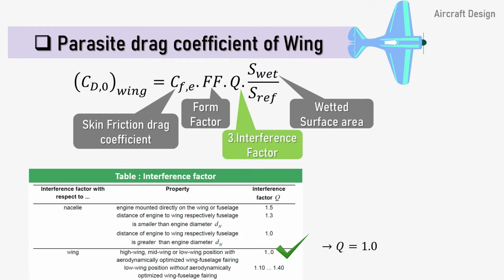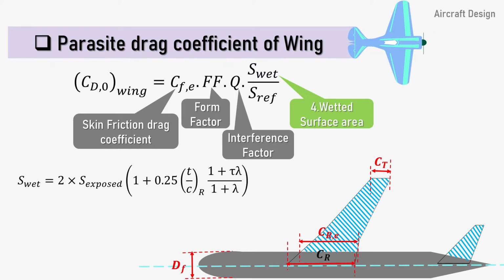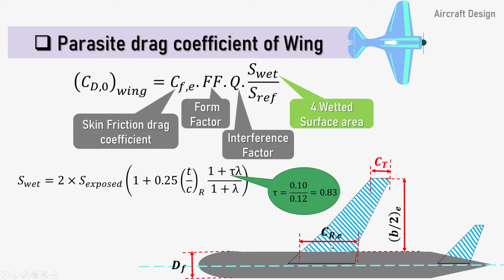Now to find the weighted surface area of the wing, we use the formula 2 × S_exposed × [1 + 0.25(t/c)_root × (1 + τλ)/(1 + λ)]. Here tau is the ratio of the tip thickness to chord ratio to the root thickness to chord ratio. In my design, the tip was around 10% thickness to chord ratio and the root was about 12%. Applying that, we get tau around 0.830.